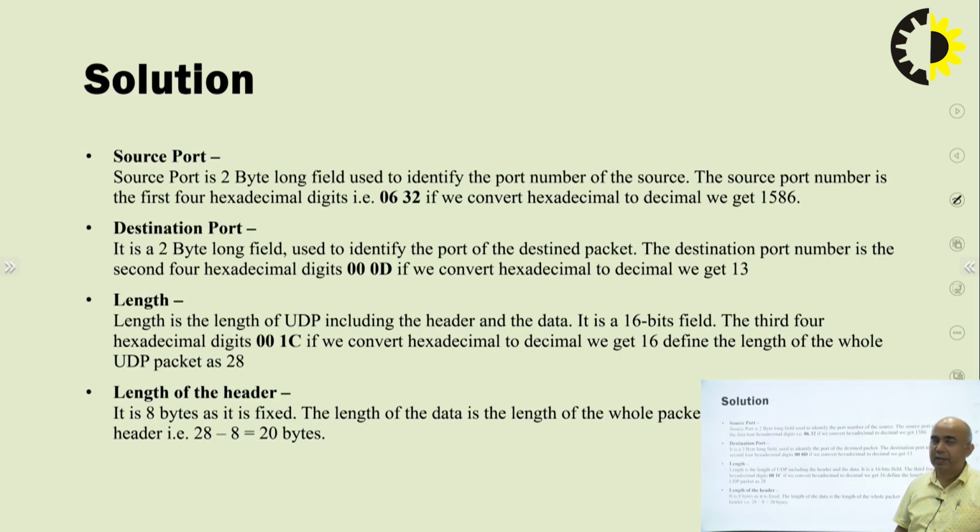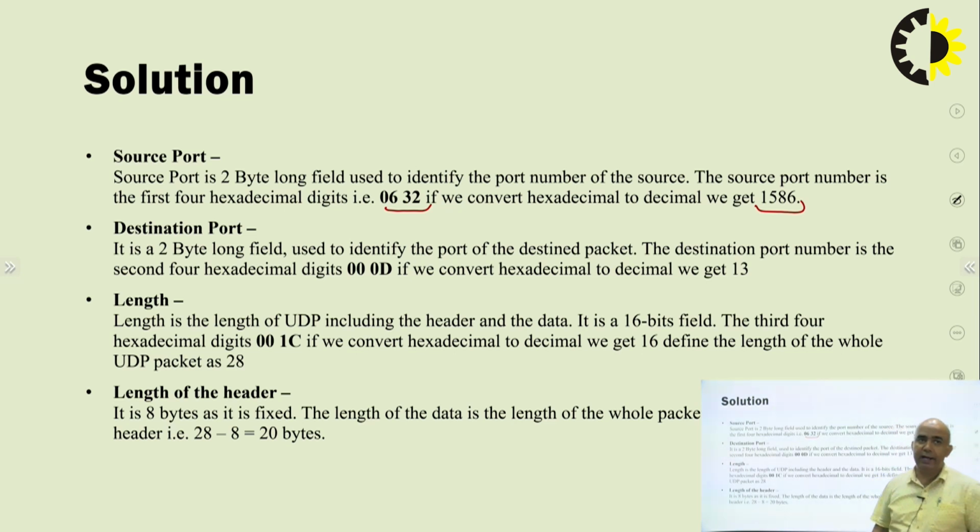Again, the source port is 2 bytes long, which means 16 bits. So we need to identify the port number of the source, and the source port number is the first 4 hexadecimal digits, which is 0632. If we convert it into decimal, we get the result 1586. So 1586 is the source port number.